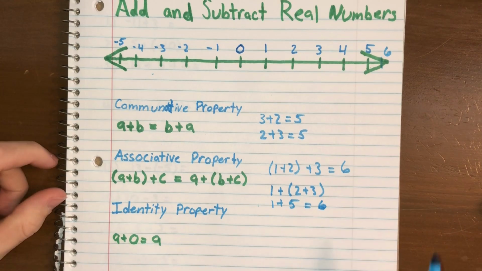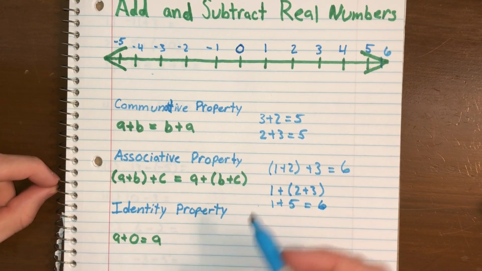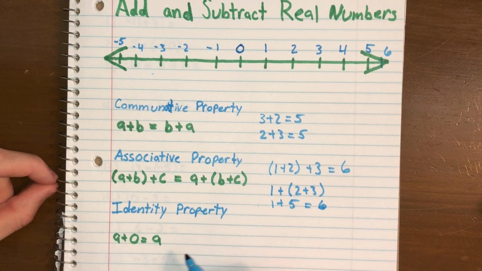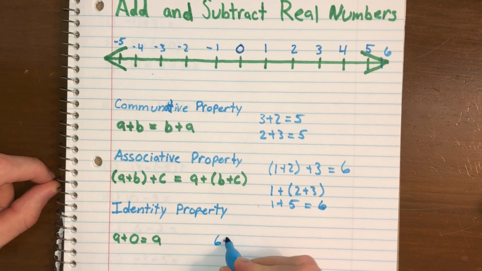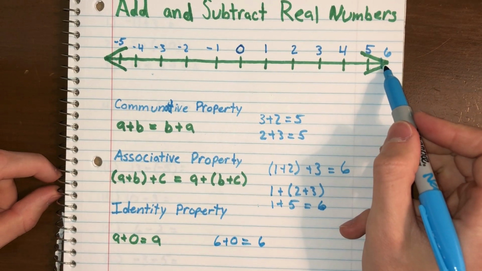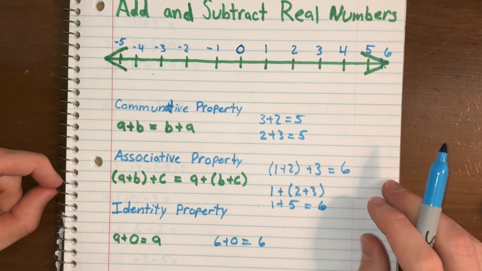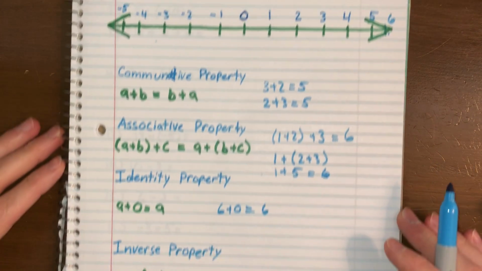And here we have the identity property. And all this states is that any number plus 0 is equal to itself. And this is pretty straightforward, like 6 plus 0 is going to be equal to 6, because you start at 6, but you're not going anywhere. You're adding 0, so it's still equal to 6.